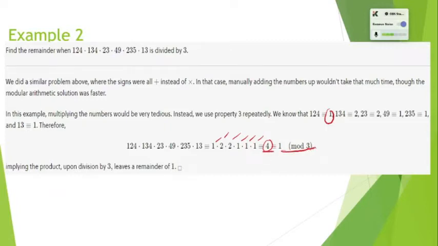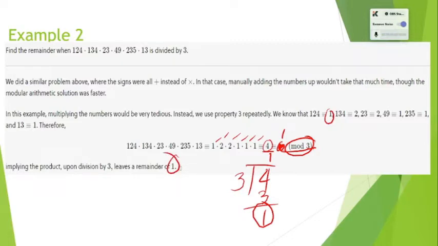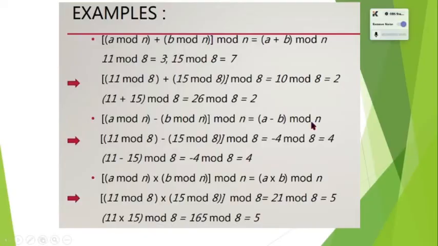Then, ito, hanapin natin. So, may mode 3 na tayo. Ito, for example, wala ito. Kunin mo, bakit 1? So, ang ginawa is 4 divided by 3 pa rin. Okay? So, that is 1. So, yun. Kaya, 1 ang nilagay dito. So, implying the product upon division by 3 leaves the remainder of 1. So, that's it. Okay? So, that's the final answer. Okay?